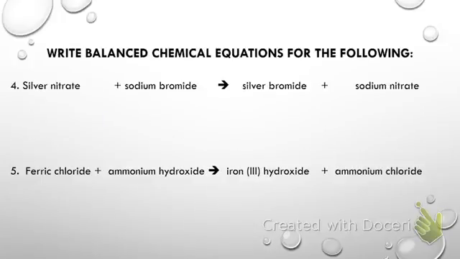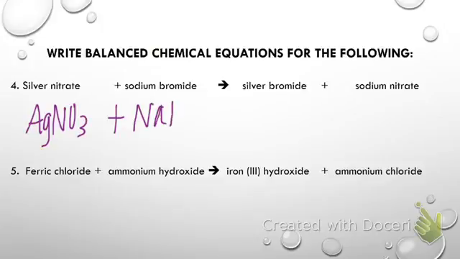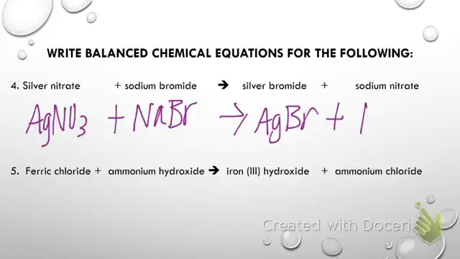Here we go. I'm going to remember to hit the pen that I need to write. Silver nitrate, AgNO3, plus sodium bromide is NaBr. And then on the other side we get silver bromide, which is AgBr, plus sodium nitrate, NaNO3. Another one that's already balanced, because everything in there either has a +1 or a -1 charge.